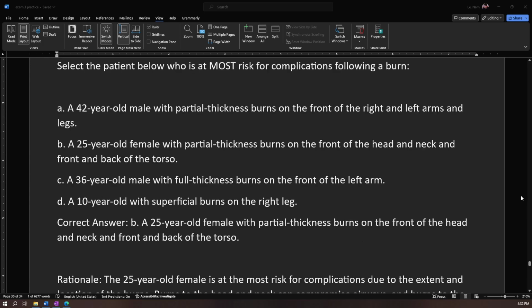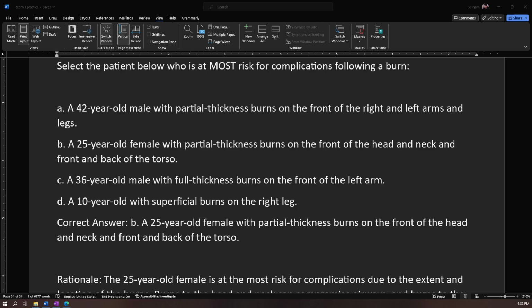Select the patient below who is at most risk for complications following a burn. A. A 42-year-old male with partial thickness burns on the front of the right and left arms and legs. B. A 25-year-old female with partial thickness burns on the front of the head and neck and front and back of the torso. C. A 36-year-old male with full thickness burns on the front of the left arm. D. A 10-year-old with superficial burns on the right leg.